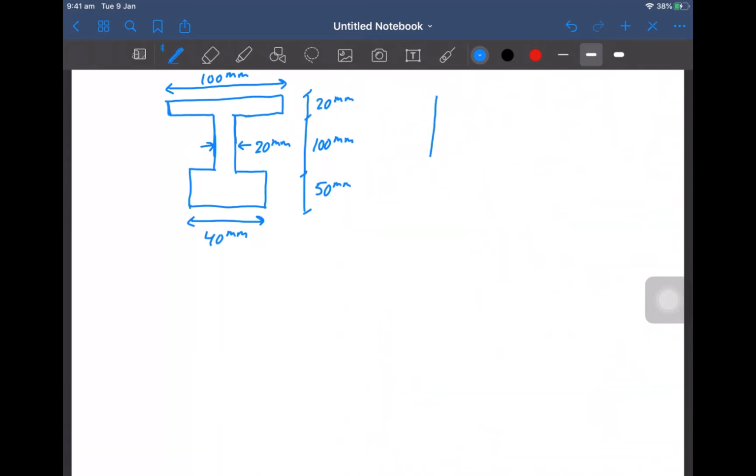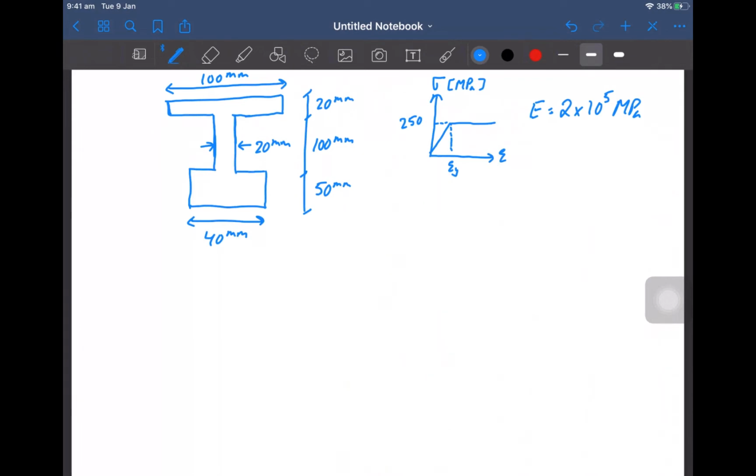We're also given the stress strain diagram. We don't know what the yield strain is, but we know that the yield stress is 250 megapascals. Right. And let's say this is a steel beam. So mild steel has a Young's modulus of 2 times 10 to the power of 5 megapascals.